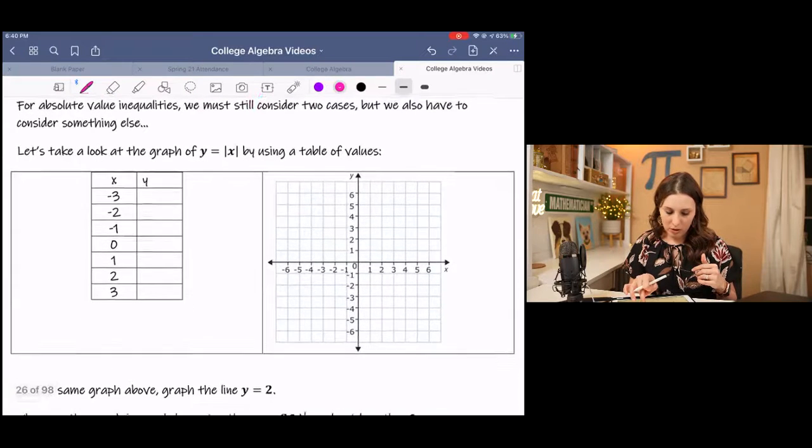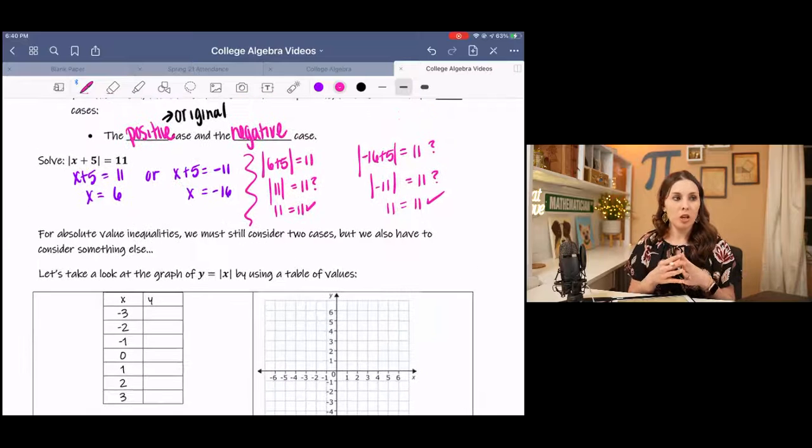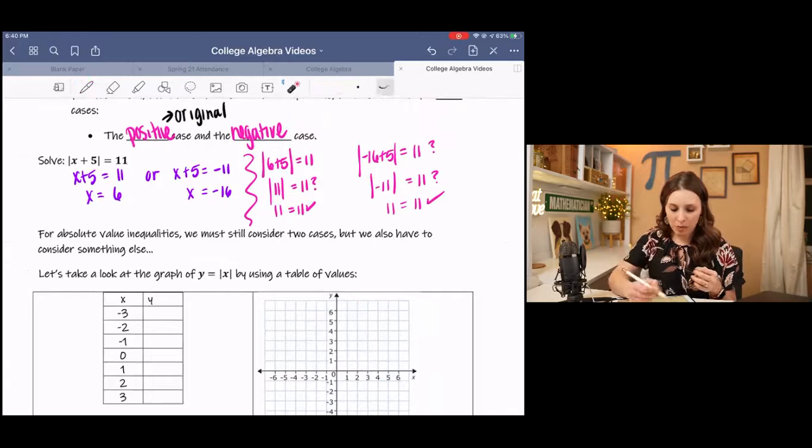Okay, so this was for equations. Anytime you have an equation, basically what you want to do is, in this case, the absolute value was already isolated. Sometimes there might be a number in front of the absolute value. So before you set up your cases, you're going to want to isolate the absolute value. Once you've isolated the absolute value, then you can start setting up your two cases and solving.